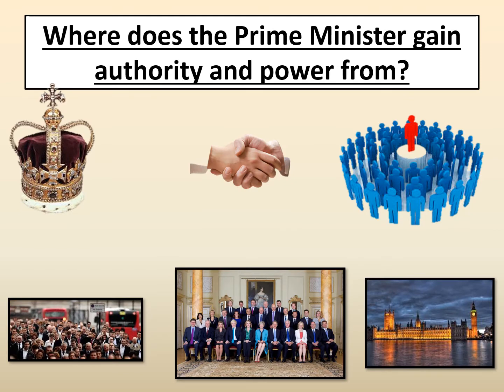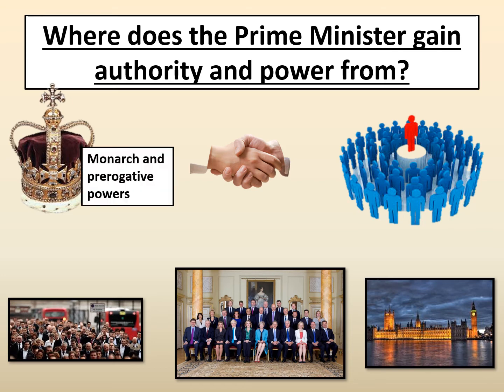So where does the Prime Minister gain authority and power from? Pause the clip here and try and just figure out what each of these different images represent. Each one represents one place where the Prime Minister gets their authority or their power from. Okay, so just pause and have a go at doing that before pressing play to find the answers.